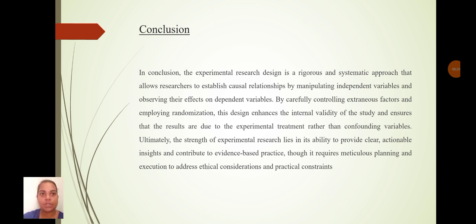Ultimately, the strength of experimental research lies in its ability to provide clear, actionable insights and contribute to evidence-based practice, though it requires meticulous planning and execution to address ethical considerations and practical constraints.